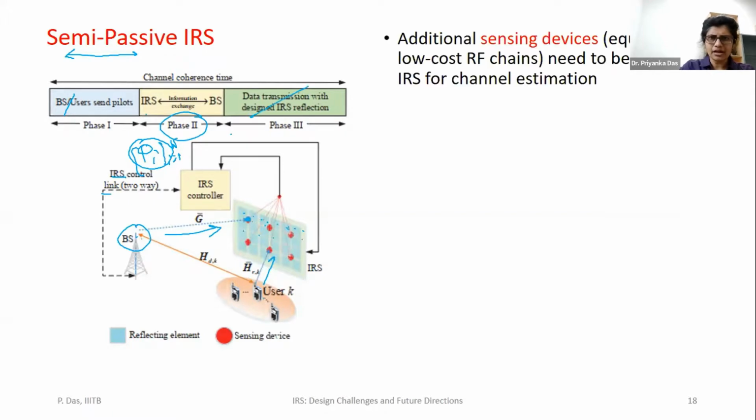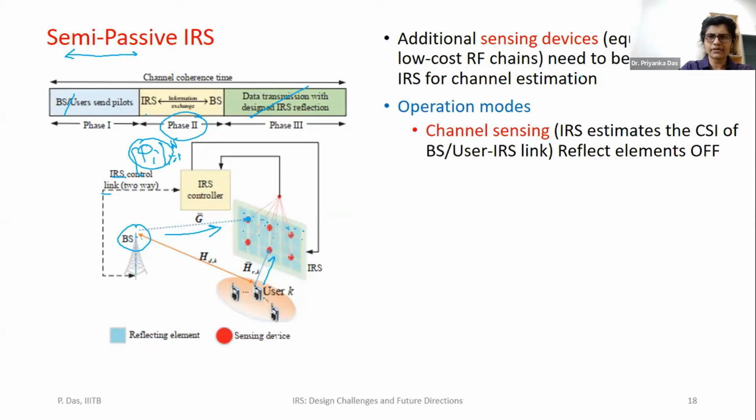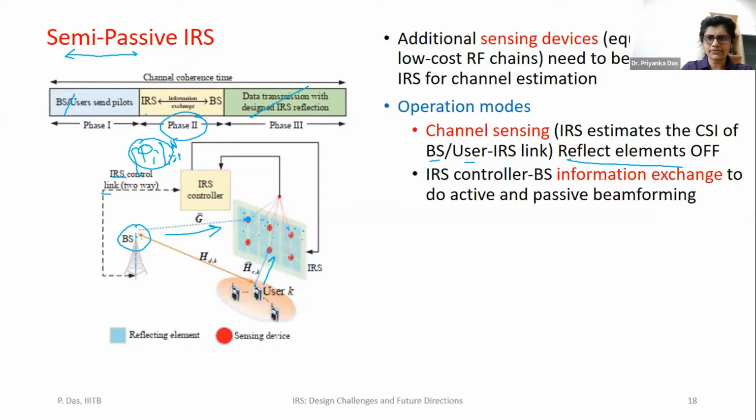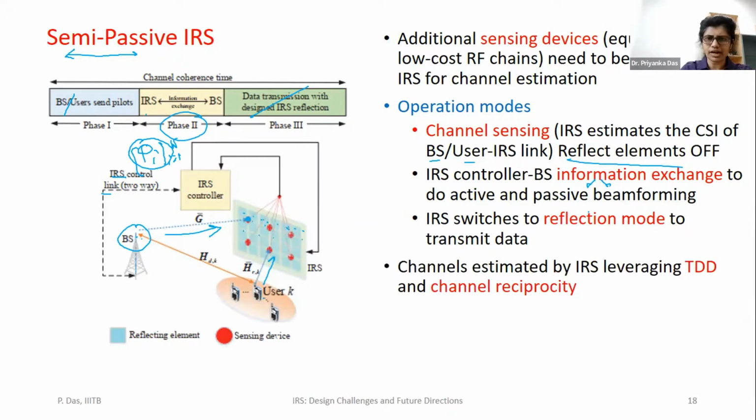There is an extra burden: it is now equipped with low-cost RF chains because it has to deal with sensing devices, which need to be integrated into the IRS for channel estimation. Operation mode: in channel sensing, the IRS estimates the CSI from the BS or from the user to the IRS link, with reflect elements off. Then the IRS controller and base station exchange information to do active and passive beamforming. After you set your phase and do active and passive beamforming, you transmit your data. When you transmit, you switch off the sensing devices and switch on the reflection mode of the reflection elements.